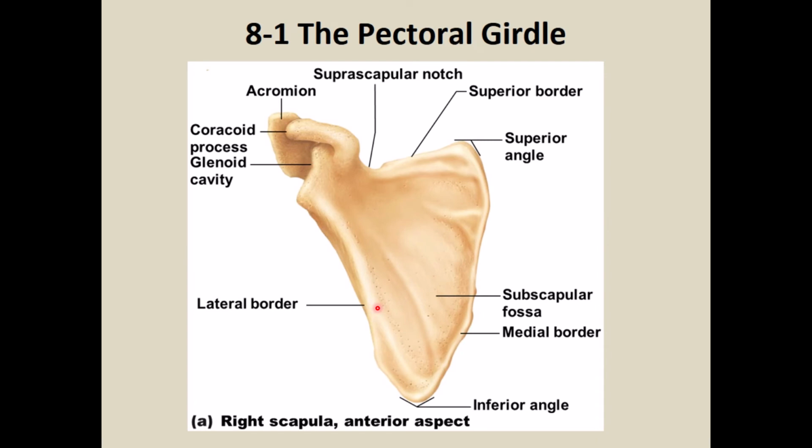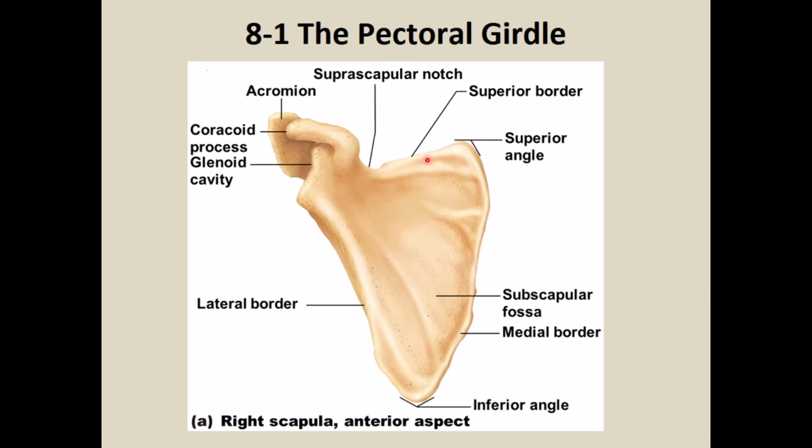The other bone that is part of the pectoral girdle is scapula, and scapula is a triangular kind of bone. It has two surfaces. The anterior surface, this one, is called the subscapular fossa, and the subscapularis muscle attaches here. And there is also the other side, which I will show to you in the next image. It has three borders.